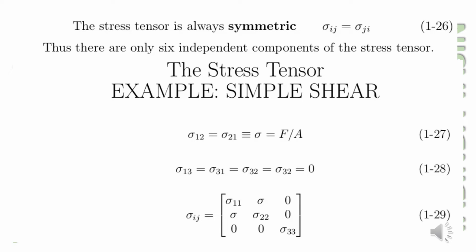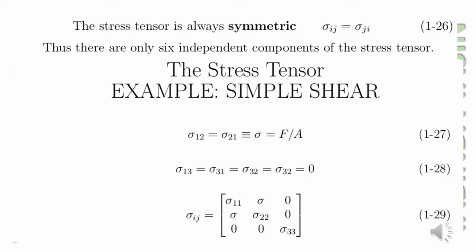Now, to explain the stress tensor, we have an example of simple shear stress, written as sigma 12 equal to sigma 21, the symmetric form of the tensor, equivalent to sigma, and that shear stress is equal to F over A, force per unit area, given by equation 27. Sigma 13 is equal to sigma 31, equal to sigma 32, equal to sigma 23. All the components are equal and opposite, so that is equal to 0. That is written in equation 28.